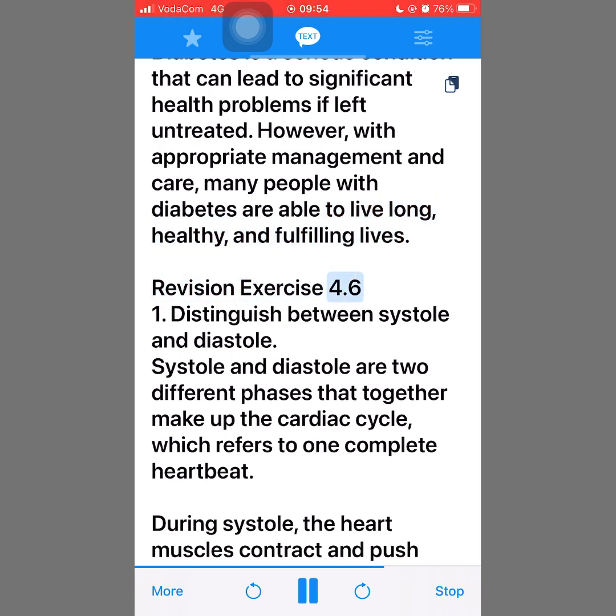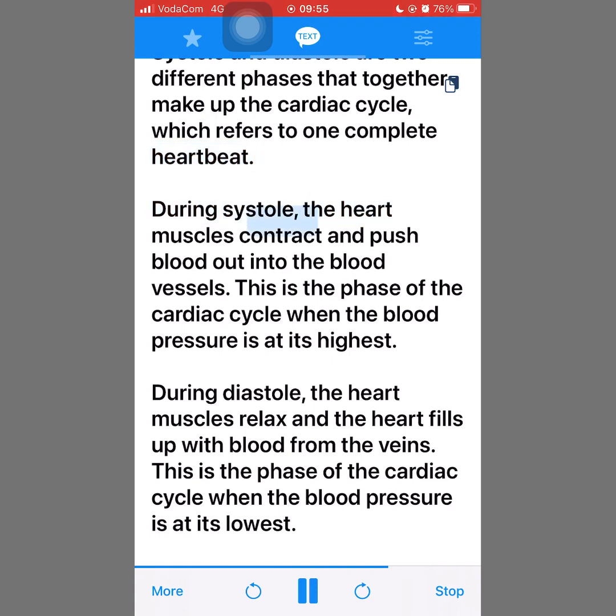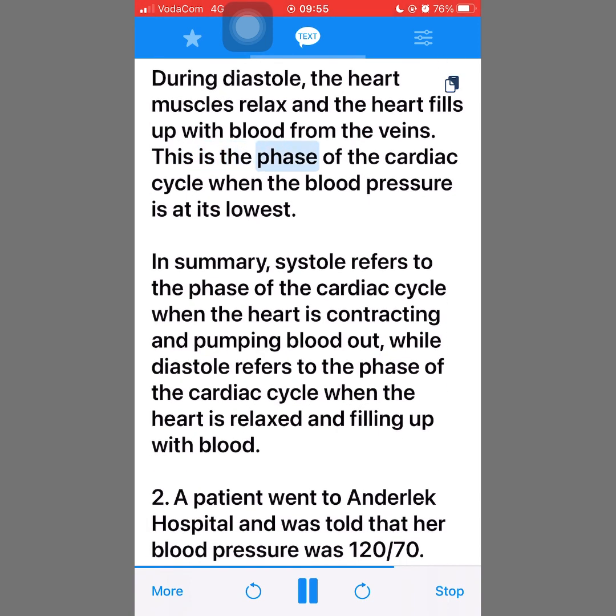Revision Exercise 4.6. 1. Distinguish between systole and diastole. Systole and diastole are two different phases that together make up the cardiac cycle, which refers to one complete heartbeat. During systole, the heart muscles contract and push blood out into the blood vessels. This is the phase of the cardiac cycle when the blood pressure is at its highest. During diastole, the heart muscles relax and the heart fills up with blood from the veins. This is the phase of the cardiac cycle when the blood pressure is at its lowest.